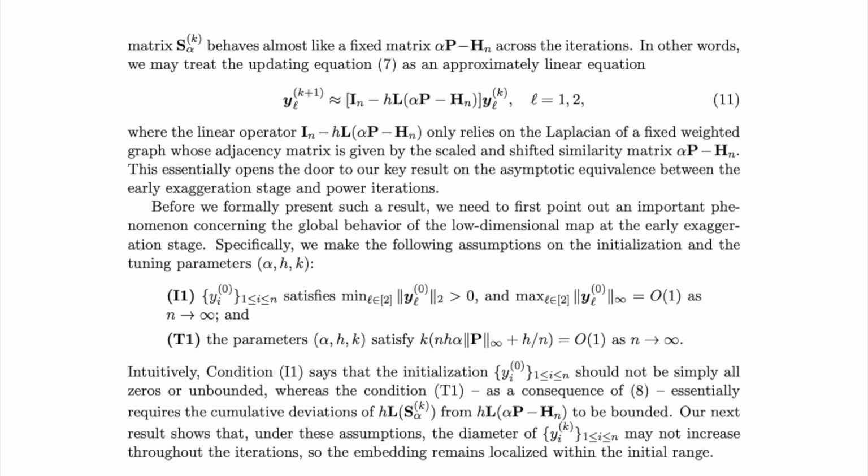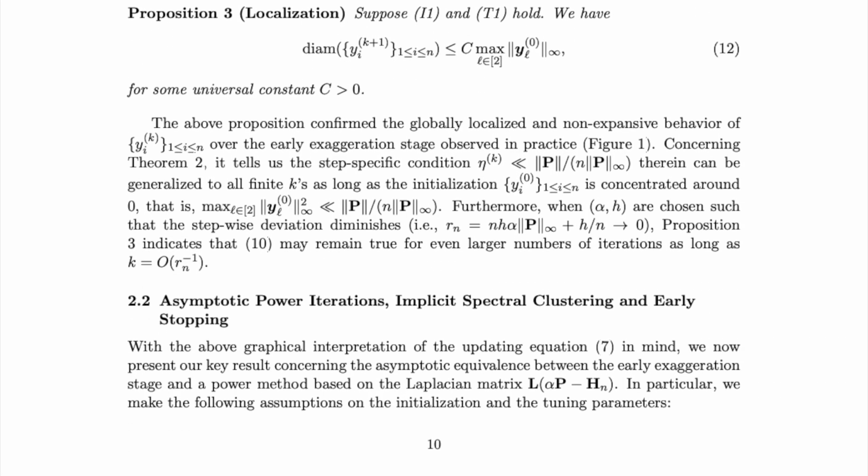See formula. Intuitively, condition I1 says that the initialization y of 0, i, 1 less than or equal to i less than or equal to n should not be simply all zeros or unbounded, whereas the condition T1, as a consequence of 8, essentially requires the cumulative deviations of hL of k alpha from hL of P minus hn to be bounded. Our next result shows that, under these assumptions, the diameter of y of k, i, 1 less than or equal to i less than or equal to n may not increase throughout the iterations, so the embedding remains localized within the initial range. Proposition 3, localization.